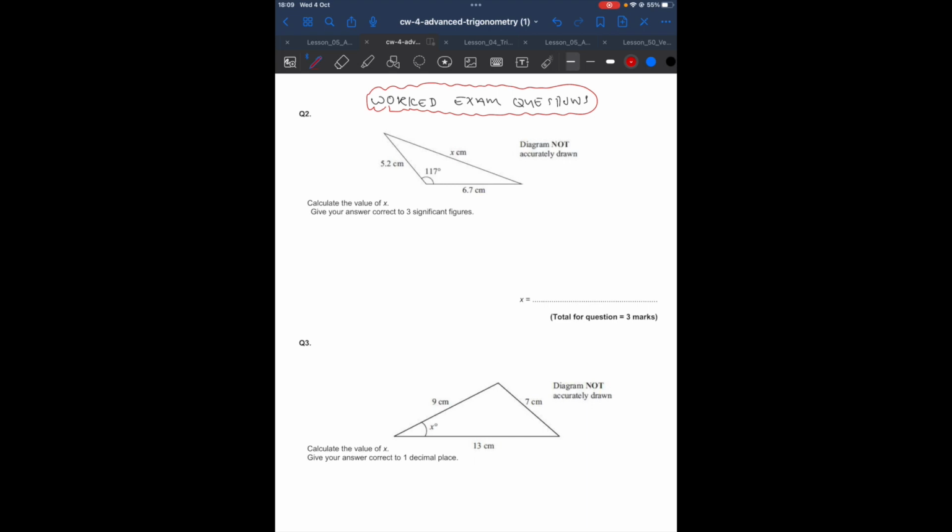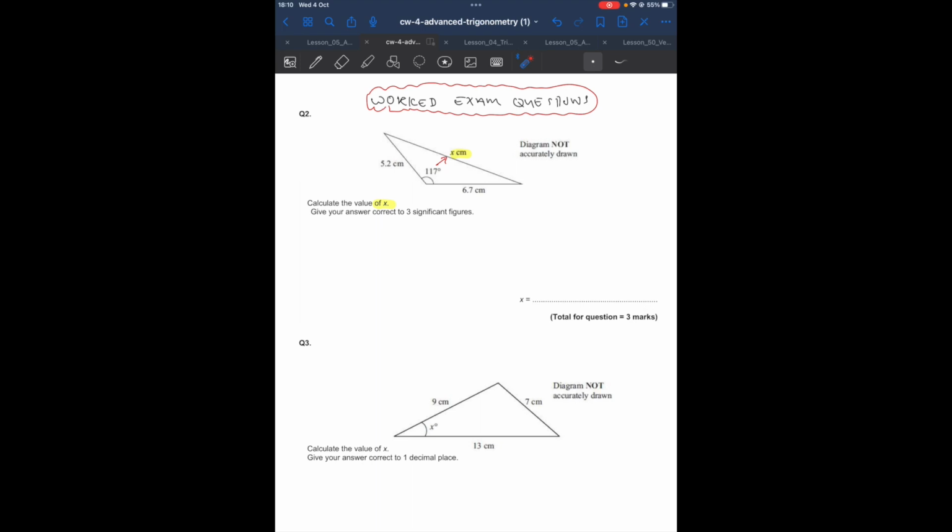The following two examples are exam questions that you're going to encounter. The first thing to note is read the question carefully to understand what information you're actually given. You're given two lengths and you're given the angle between those two lengths in a non-right angle triangle. And if you notice, the length that you're asked to calculate, in this case x, is the length which is directly opposite the angle that you're given.